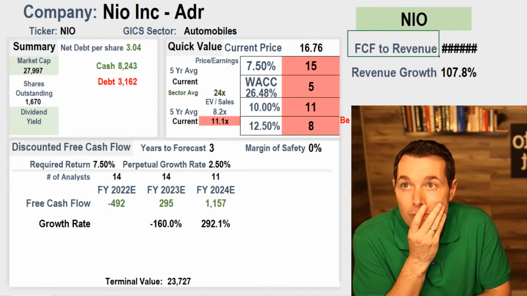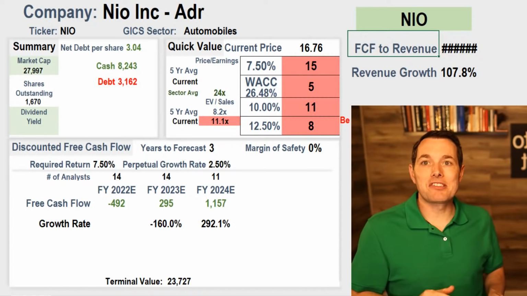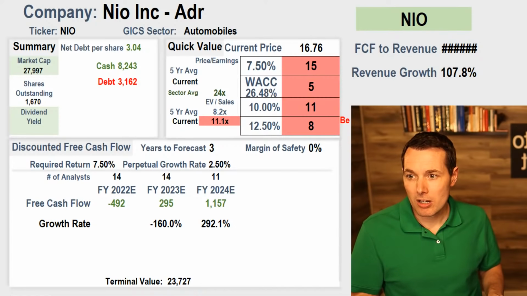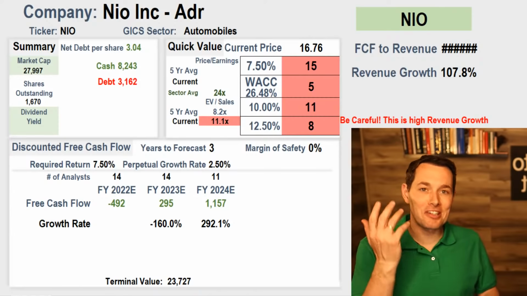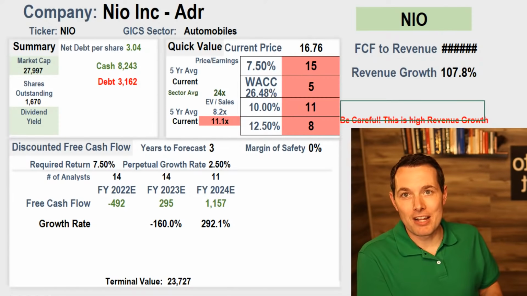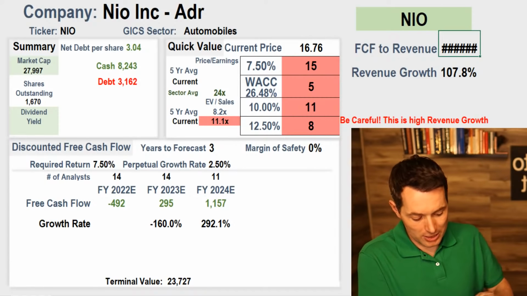NEO. Look at that revenue growth. That's a good warning for you. Though the warning's not showing again. What did you do? You slip up one time and he doesn't let it go. Be careful, this is high revenue growth. That is high, but wait, what is that? I'm guessing that's a font thing.